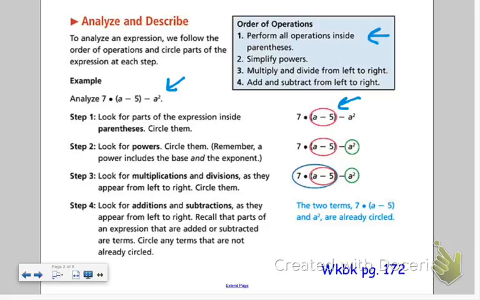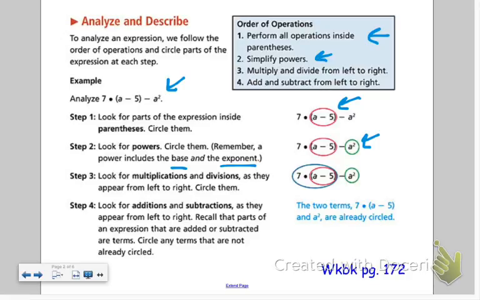Step 2 is all about the powers. So now I'm going to look at my expression. I'm going to look for powers. And I'm going to circle them. Here I have a power. I have a to the second power. So remember, I'm going to circle the base and the exponent. So the big A and the little 2.